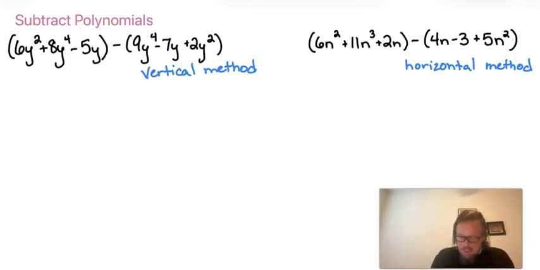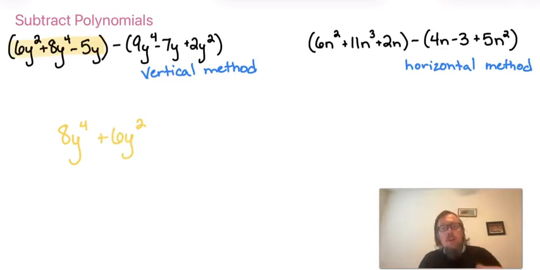And this first set of parentheses that we have here, this 6y squared plus 8y to the fourth minus 5y, does not have anything in front of these parentheses. So I can just drop these parentheses. Nothing's going to affect what's in the parentheses here. So I'm just going to rewrite this in order, in standard form. I'm going to start with the biggest exponent, 8y to the fourth. Then plus 6y squared, because it's a positive 6y squared. That's why I'm doing plus. And then minus 5y.